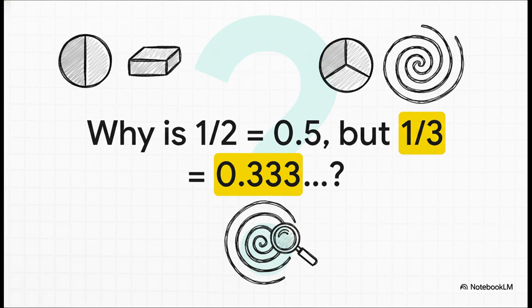All right, so let's jump right in. Check this out. If you take a simple fraction like 1/2, you get 0.5. Nice, clean, simple. It just stops. But then you take 1/3 and you get 0.33333, and it just never ever stops. So what gives? Why does one stop and the other one go on forever? What's the secret? Well, that is exactly what we're here to figure out.